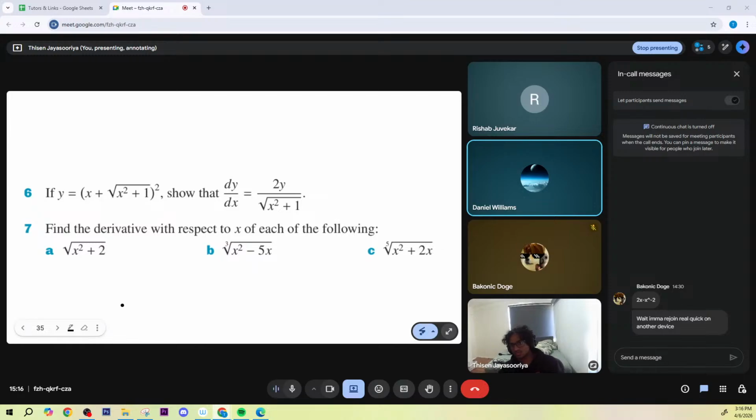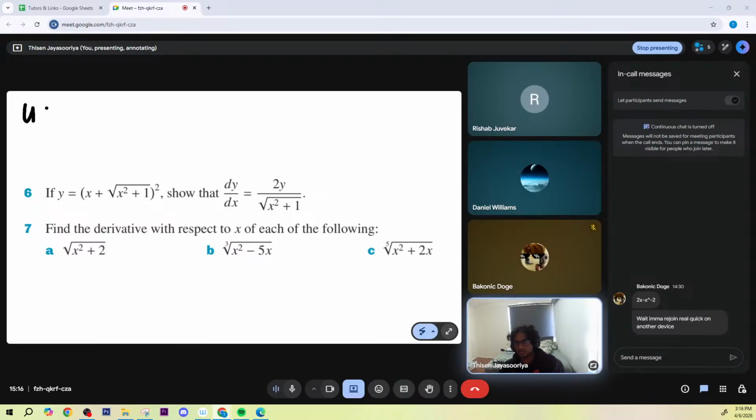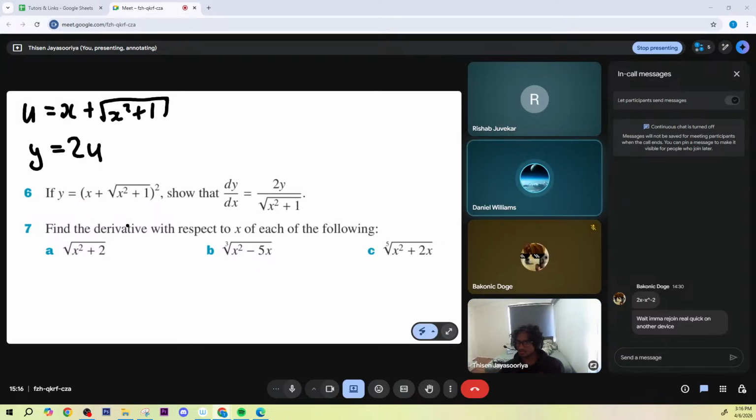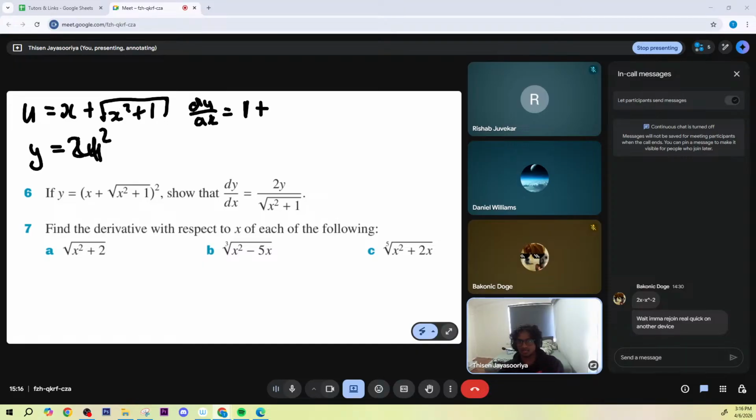Oh, so the chain rule. So u equals x plus the square root of x squared plus 1. And y equals u squared. So here, du on dx equals 1 plus, and here we need to find the derivative of this one. If we do this thing called the quick chain rule, we just work from the outside function and we go in.